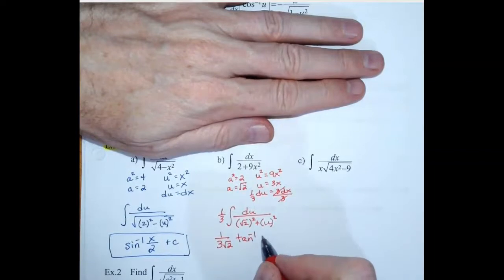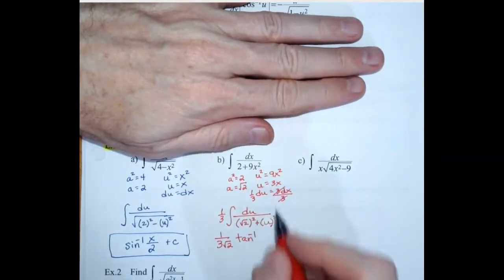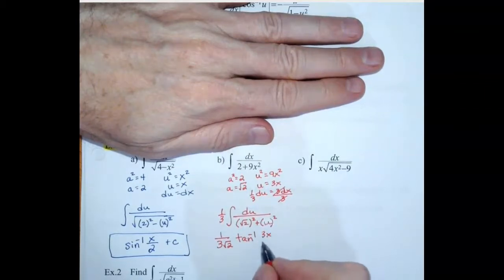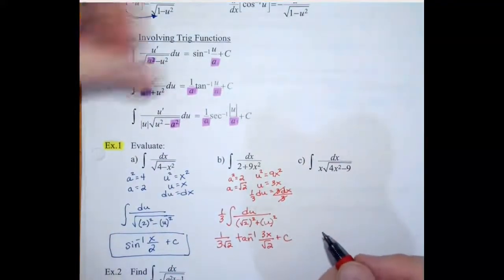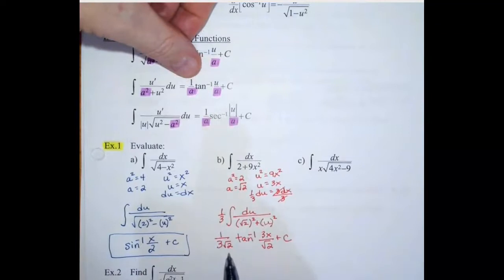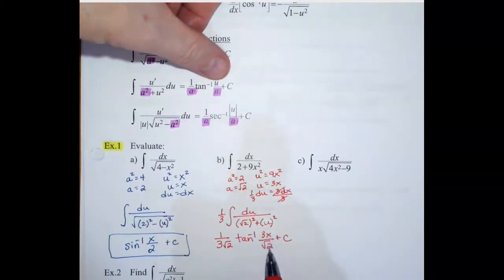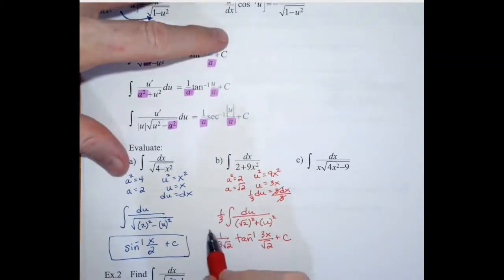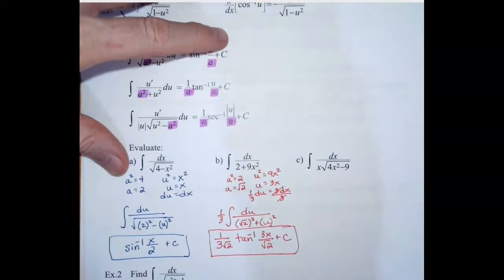u/a. I think I'm going to double check u/a. So u is 3x, so that's going to be 3x/a, which is root 2, plus c. So 1/a plus we had the 1/3 there, so that's 1/a, that's good. Inverse tangent u/a. Alright, so that's good. Hopefully I'll remember to do arctangent on this last one.